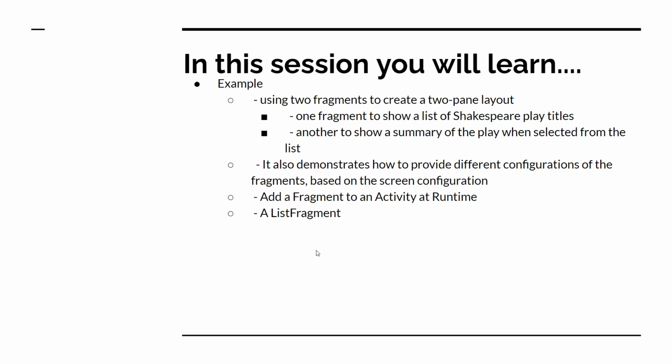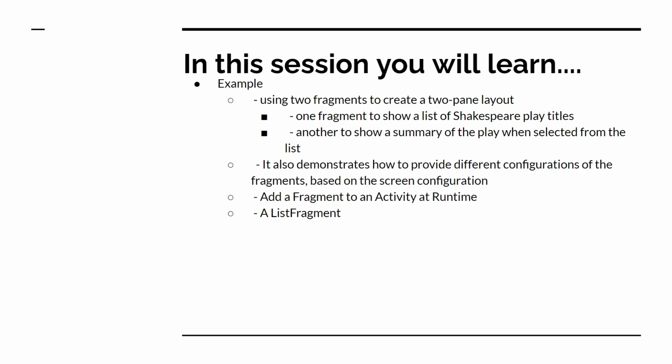In this example we'll be using two fragments to create a two pane layout. So it's like two columns, or two panes, and depending on a larger screen, let's say on a landscape orientation, you will see both the panes at the same time. But on a normal smaller screen in portrait orientation, you will see only one, and then when you click on that you will load the other one.